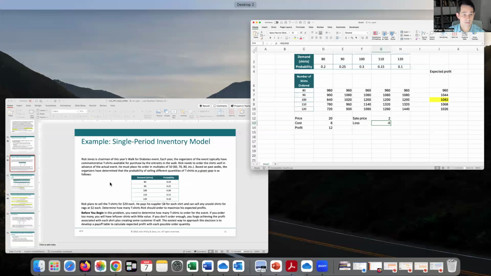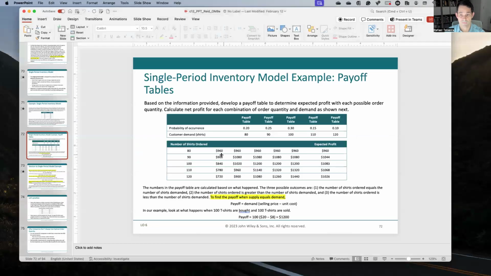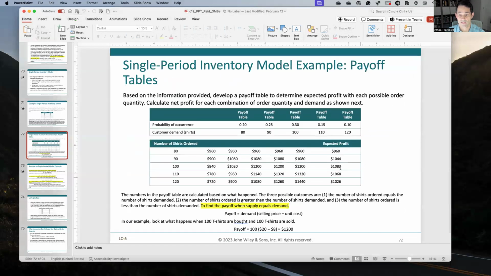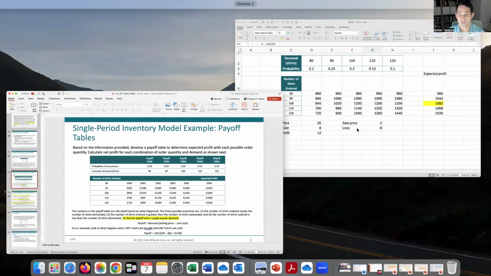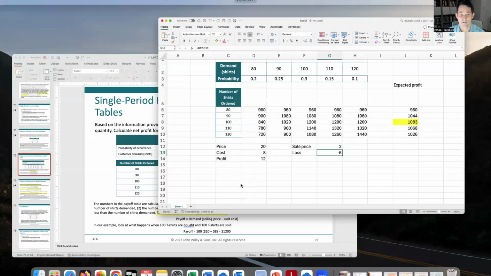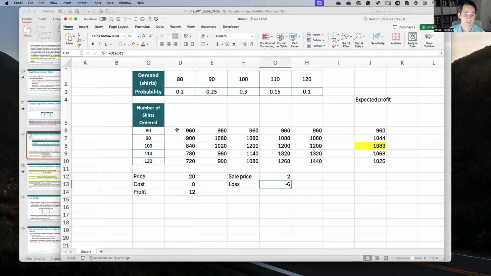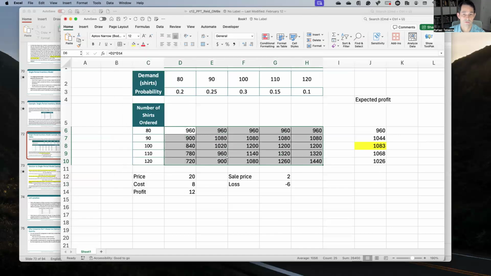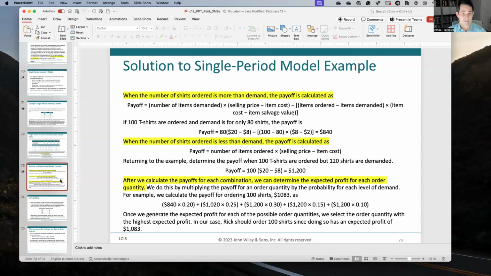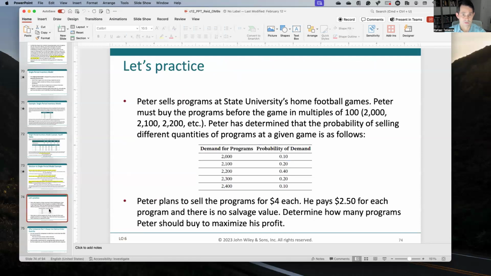Let's take a look. If we take a look, that's the same payoff table we have here, 1,083, 1,083, everything beautiful. Of course, you can format it to make it look fancier. But that's all. All right, this is more talking about the solution.